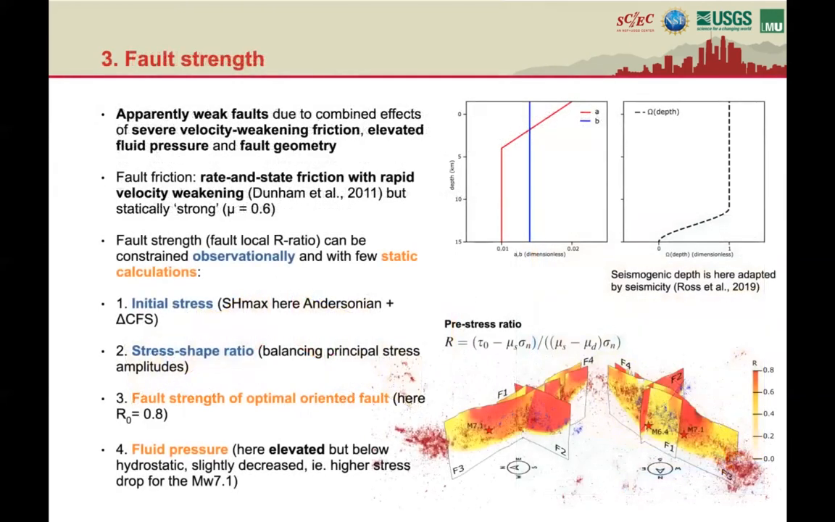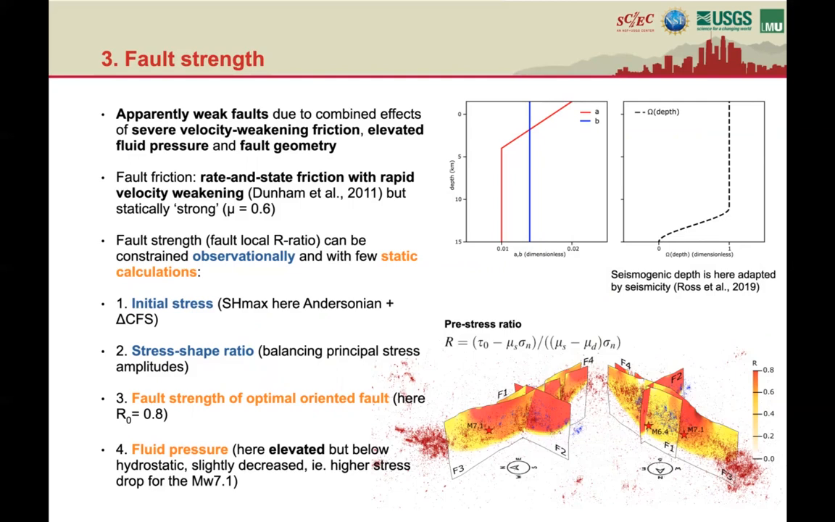The third is the fault strength. We are taking into account rate-and-state friction with rapid velocity weakening. We are assuming a simple depth dependence of the a and b parameters, and we are scaling the seismogenic depth by the seismicity. The fault strength is described as a relative pre-stress ratio called the R ratio. These are key factors. Two of them can be observationally constrained, and another two can be constrained by a few calculations.